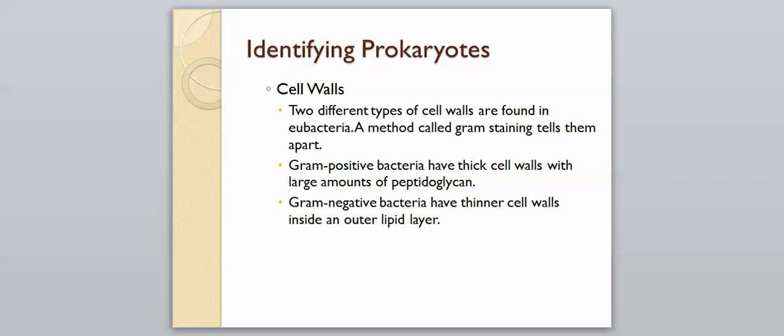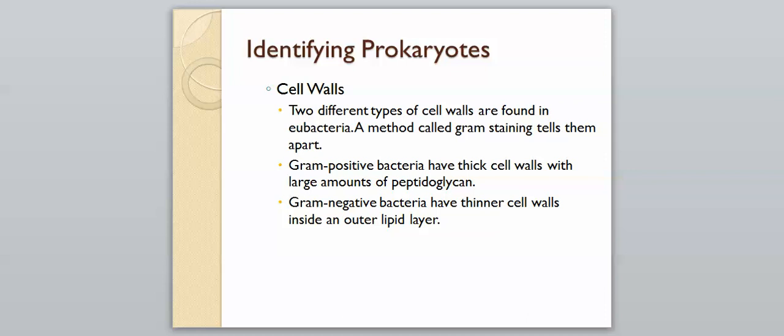And then there's gram negative bacteria, and they have thinner cell walls inside an outer lipid layer. The gram negative ones have 2 types of cell membranes, whereas the gram positive have just 1 cell membrane and it's a lot thicker. So that is one way that we can tell them apart within that one group, by using this method called Gram staining. I just want you to know that this is used to identify different types of eubacteria.